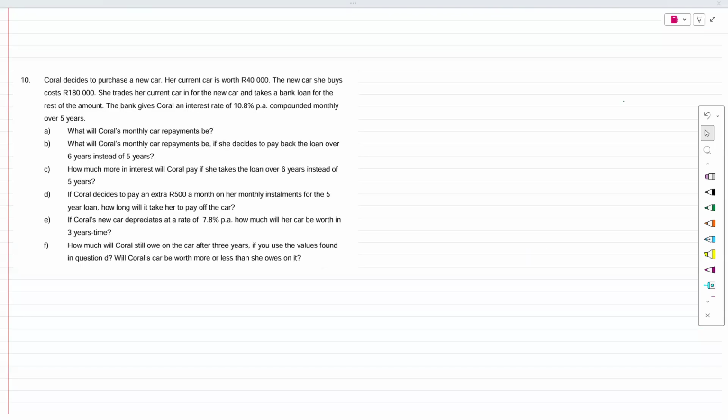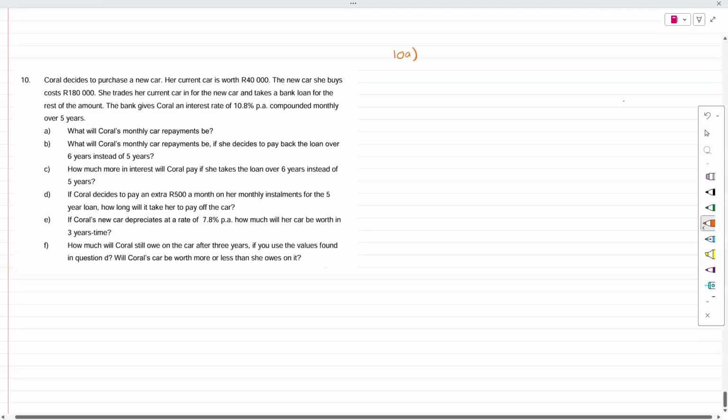Guys, this person decides to purchase a new car. His current car is worth 40,000 Rand. The new car she buys costs 180,000 Rand. And she trades her current car in for the new car and takes a bank loan for the rest of the amount. The bank gives her an interest of 10.8% compounded monthly over 5 years. Okay, cool. Now, what's going to happen is quite simply, this is an ugly color.